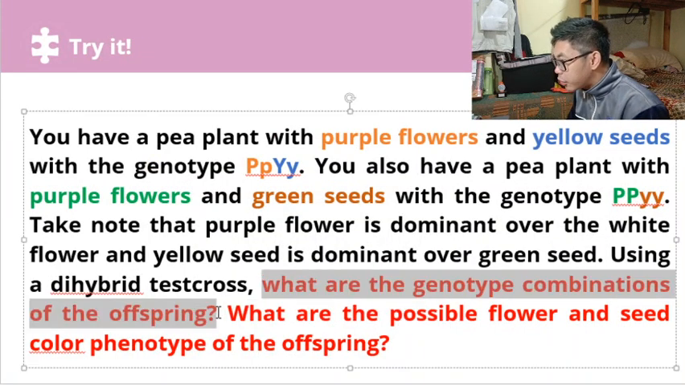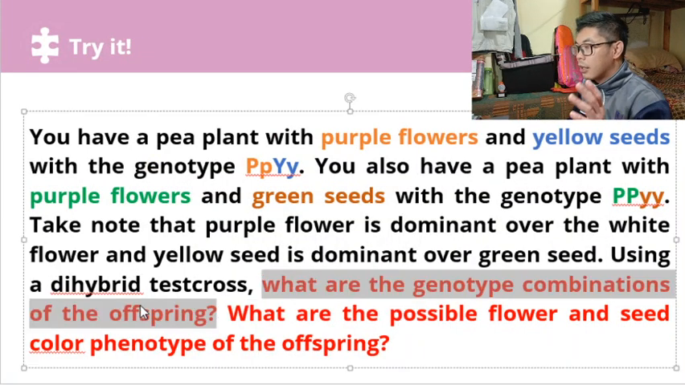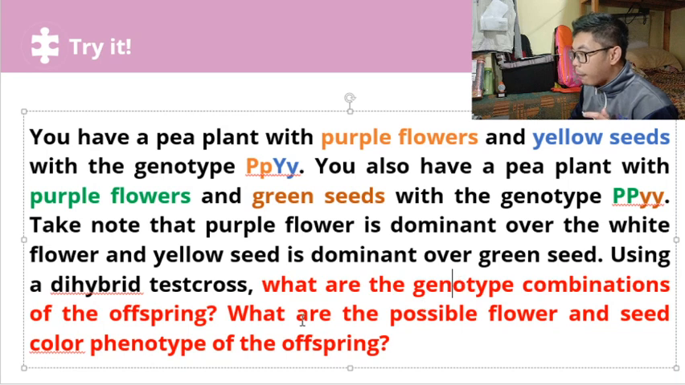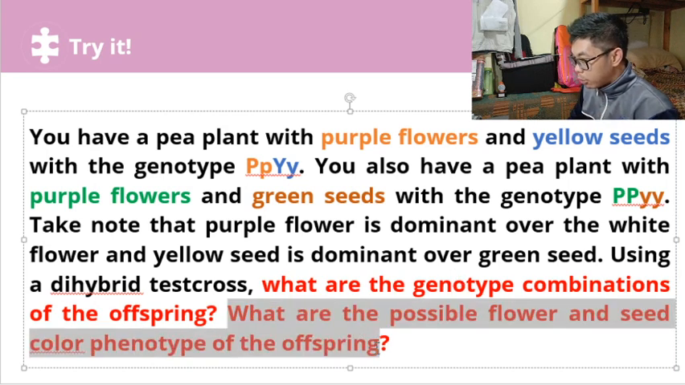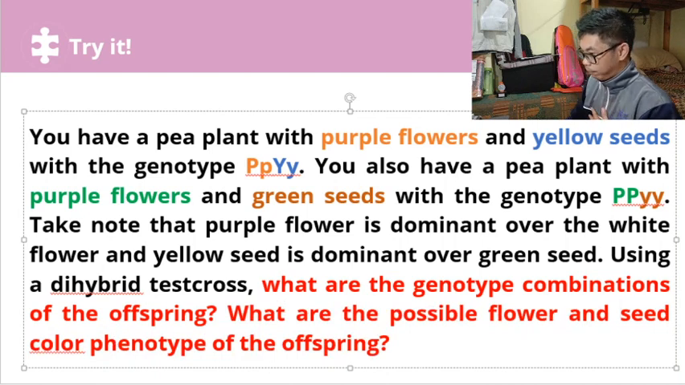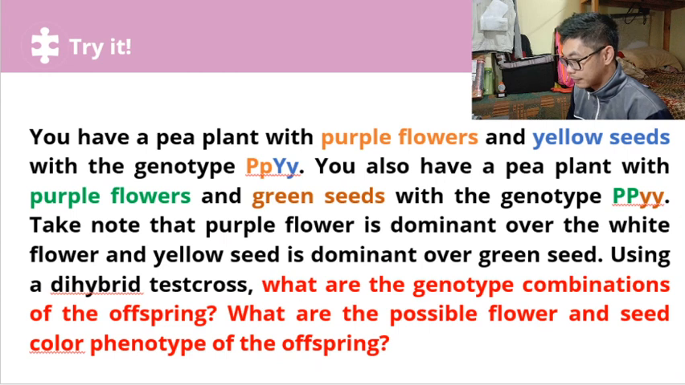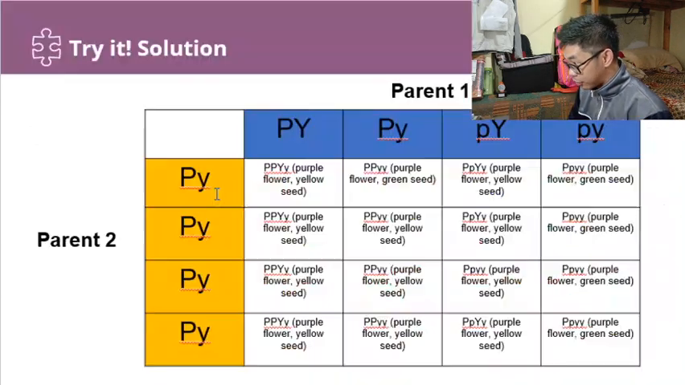What are the genotype combinations? So, meron tayong capital P and capital P with capital Y and small y. We have 4 out of 16. Yun na yung genotype combination. However, the second problem will tell you, what are the possible flower and seed color phenotype of the offspring? Ito yung gagawin natin ngayon. So, ano bang merong mga combinations ditong ginawa natin, the result?